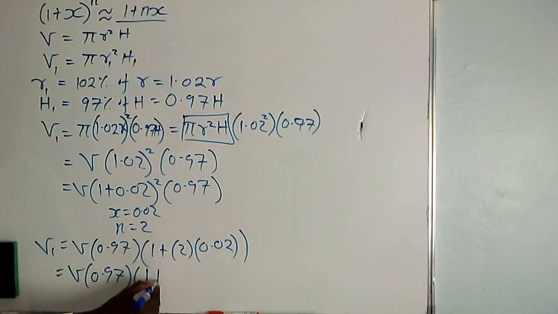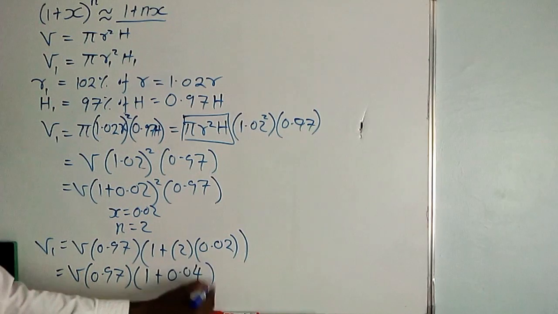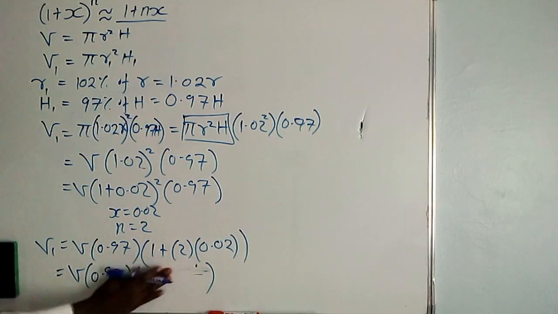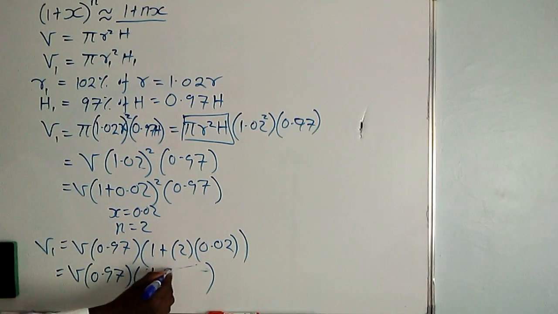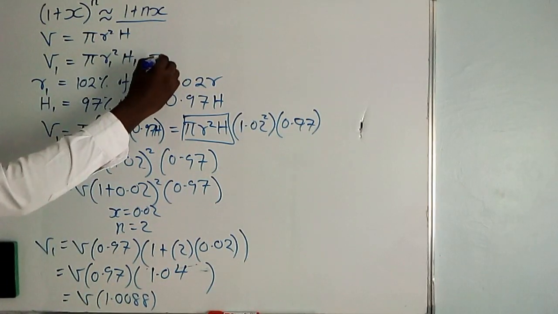What about that in the calculator? What do you get? 2 times 0.02 is 0.04, plus 1 is 1.04. So multiply in the calculator 1.04 times 0.97. 1.04 times 0.97 is 1.00, how many zeros? 2 zeros, then 88V. Are you seeing that? Yes. Meaning the new volume is 1.0088V.